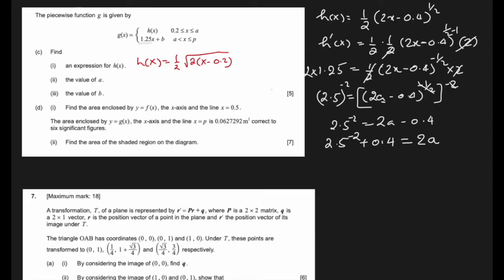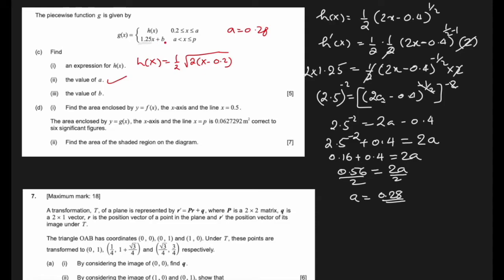0.16 plus 0.4 equal to 2a. 0.56 equal to 2a. Divide by 2. So A is 0.28. We got the value of A as 0.28. They're saying find the value of A, done.